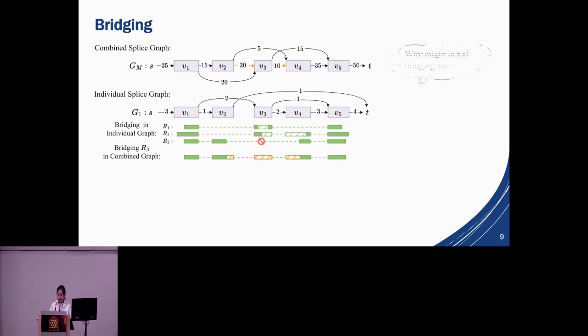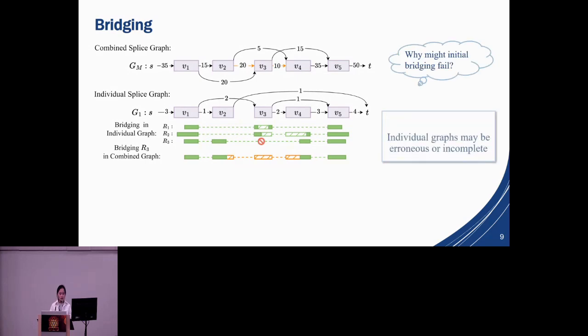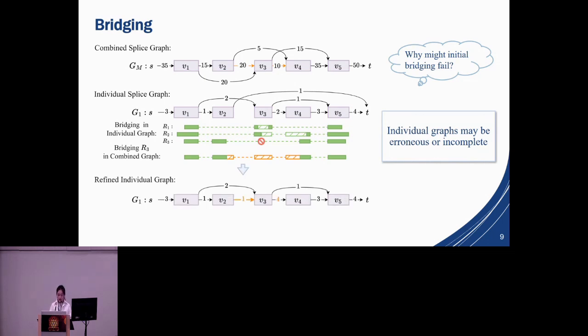Let's rethink this question. Why might initial bridging fail? This failure is a very strong signal indicating that the individual splice graph may have some missing junctions. After catching this signal, we use the bridged fragments to go back and refine the previous individual graph, restoring the junctions and correcting the edge weights. With the refined individual graph along with the combined splice graph here, we are ready to start graph decomposition.